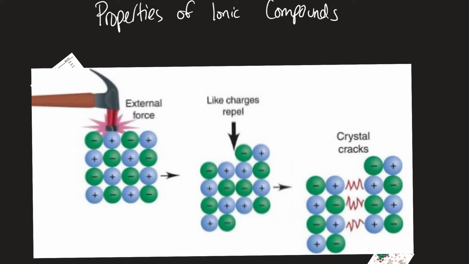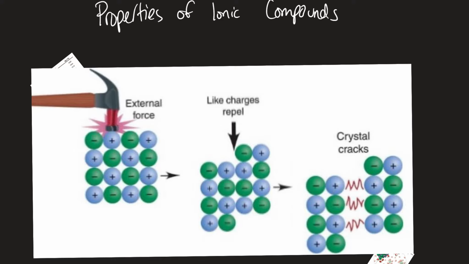And why they are brittle: if you apply some type of external force to the ionic compound itself, whether using your hands or smashing it against something, you shift the ions. Now, if you shift the ions in a very particular way, then you have the same charged ions right next to each other, and they are going to naturally repel. By repelling, at that point, that's when you get the cracks. That's when you get the breaking points.